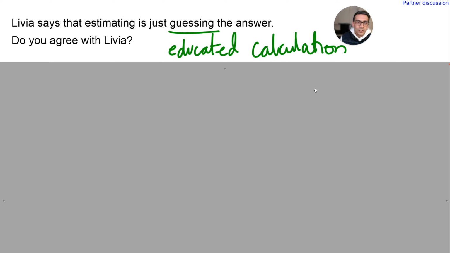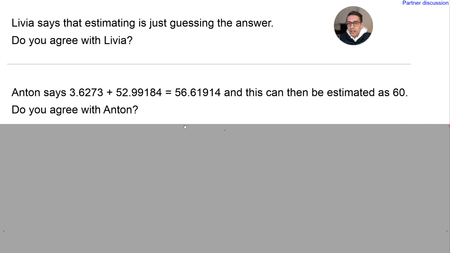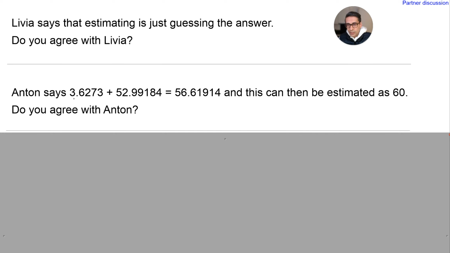Or maybe you can even say an educated guess, but it's not a random guess, because the numbers are not far off. That's kind of the point. Anton says the following, and this can be estimated as 60. Do you agree? So maybe have a go estimating this and see, does it quite work?